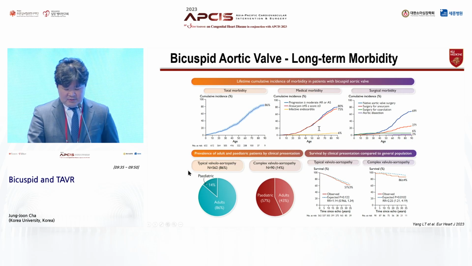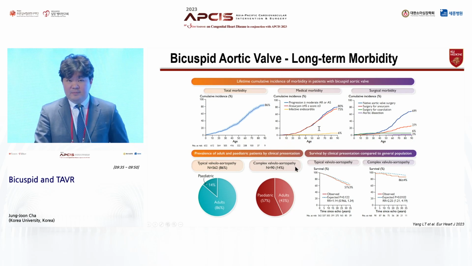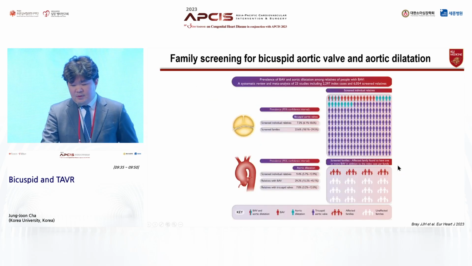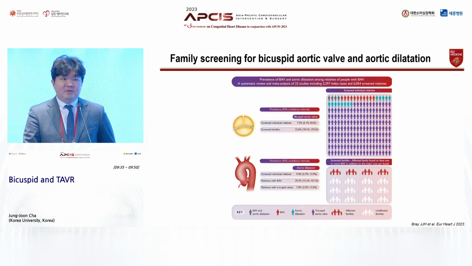As you can see, there are two types of clinical presentation in bicuspid aortic valve: typical valvular aortopathy and complex valvular aortopathy. Fortunately, the typical valvular aortopathy is quite comparable regarding mortality compared to the general population, but the complex valvular aortopathy patient is not. The bicuspid aortic valve is a congenital heart disease, so we should consider the family history. In screened families, about 24% have a bicuspid aortic valve, and aortic dilatation with valve is 30%.